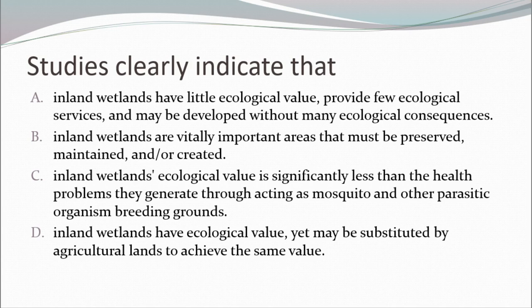So your first question is, studies clearly indicate that inland wetlands have little ecological value, have no ecological services, and can be developed with no ecological consequences. Inland wetlands are vitally important and must be preserved. Inland wetlands' ecological value is significantly less than the health problems that come from mosquitoes and the other parasites that are part of that wonderful rich diversity. Or inland wetlands do have ecological value, but you can use other lands to achieve the same value. So what do we think about the value of wetlands?